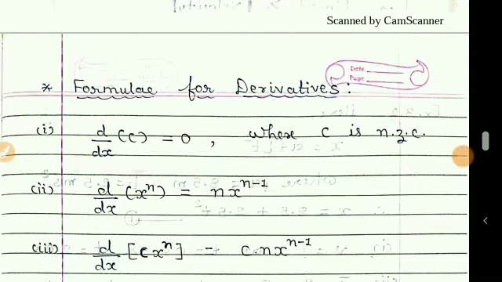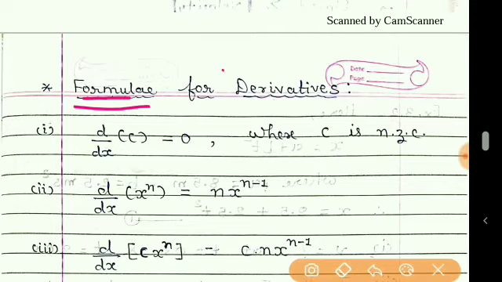Now before we move to our next example, example number 3.2, we should first learn the formula related to derivatives, or we can say differentiation, because to find the instantaneous velocity we should know these relations.